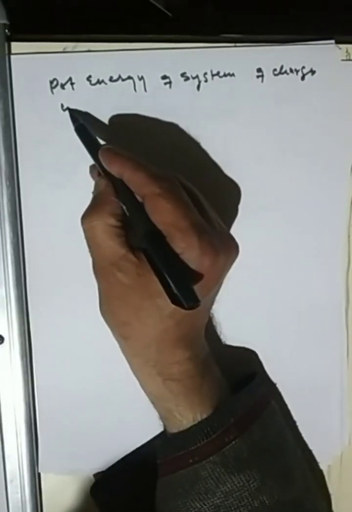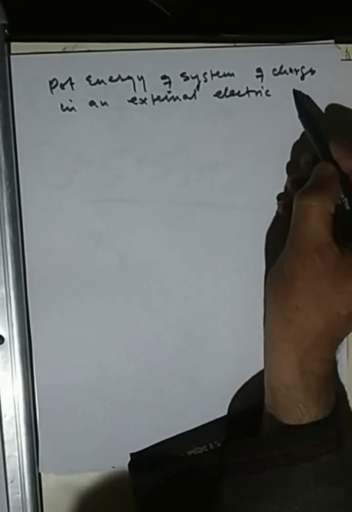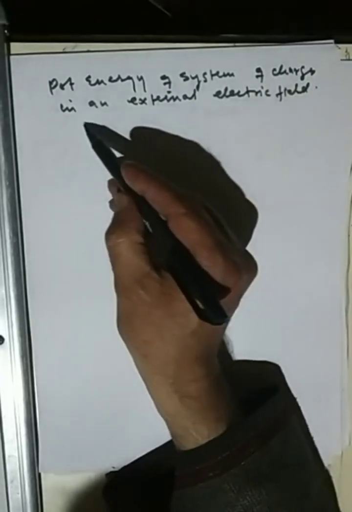Next topic is potential energy of system of charges in an external electric field. So in this case the field is already present before we bring the charge, due to some charge configuration. So there will be three cases.